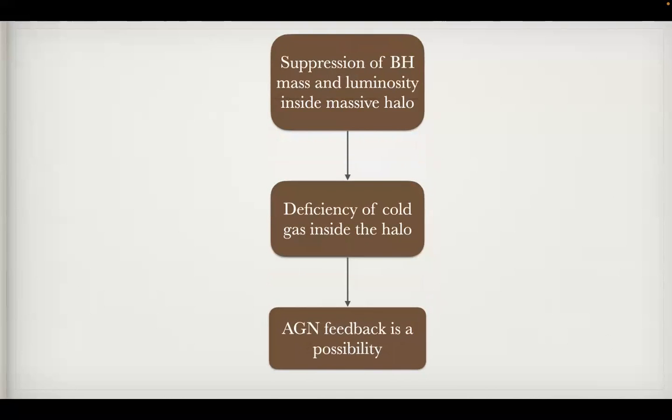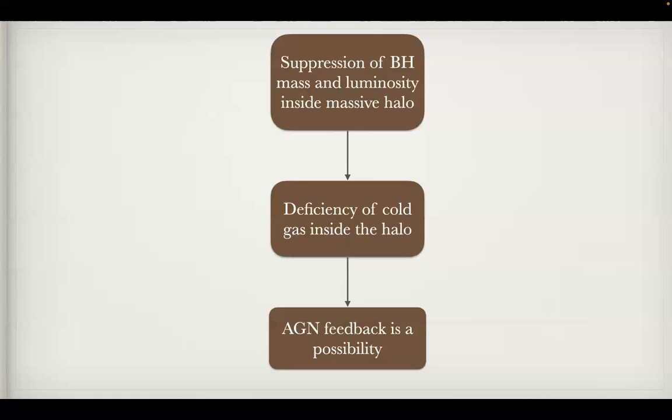So one of the possible explanations of this unavailability of the cold gas inside the massive halo is the AGN feedback activity. As we explain it, AGN feedback from the active galactic nuclei is energizing the surrounding gas as well as moving it to an outward radius, and thus it halts the supply of the cold gas inside this massive halo, which in turn results in a suppression of the black hole growth in them.